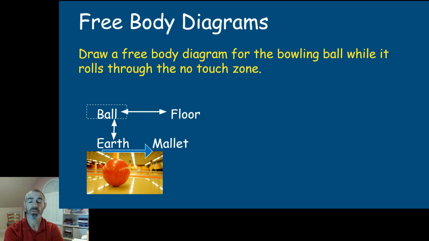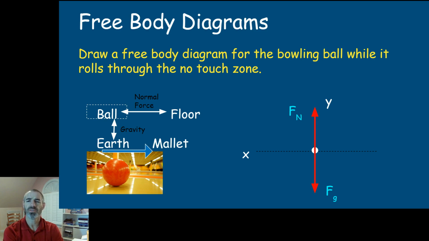Remember, it's in the no-touch zone, so the mallet does not come in contact with the ball, so there is no interaction between the mallet and the ball. The earth supplies gravity, the floor the normal force. We draw our x and y axis, and then we shrink to a single point, and we have those same two forces, the normal force and gravity.